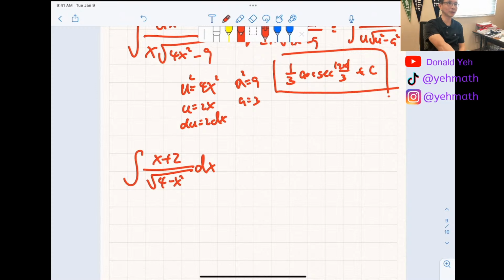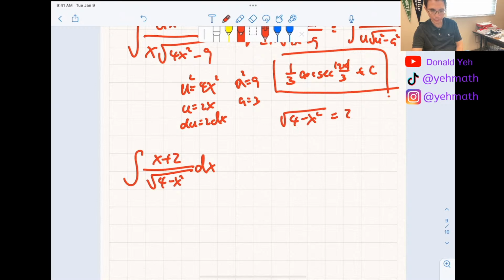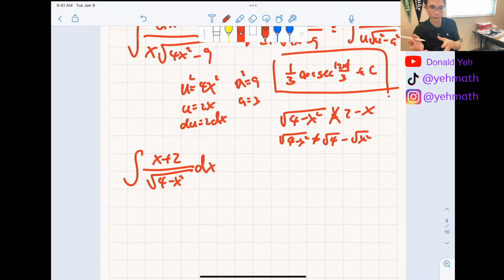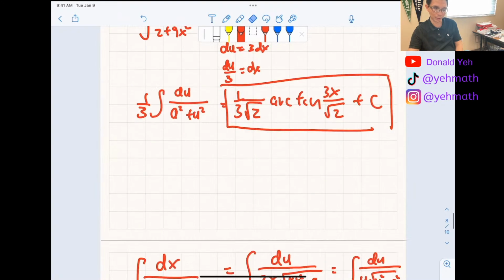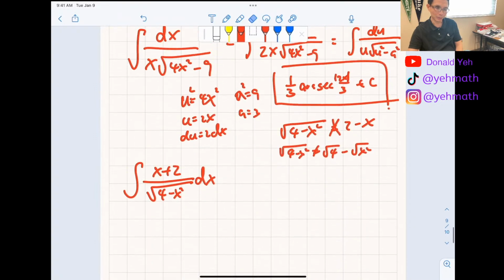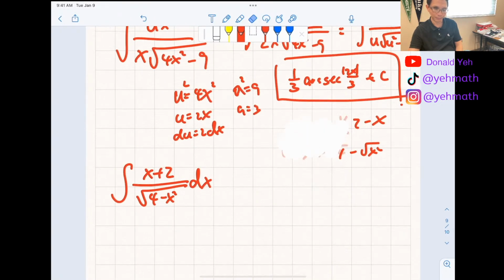She's thinking. So first of all, I want to address that the square root of 4 minus x squared does not equal 2 minus x. They do not equal, because they cannot be split apart. You cannot do it like this. It's not equal to the square root of 4 minus the square root of x squared. That's fine. At least now we address that issue. So in the future, if you do that, you're going to say that's not allowed. So don't do that. What else?